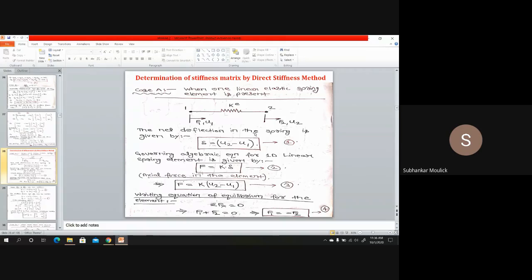In today's class, we will take a little bit more complicated problem, with more than one element. Then, by this direct stiffness method, how can we determine the global stiffness matrix for the entire problem consisting of more than one element? That is the main target in this class. So let us solve a problem.